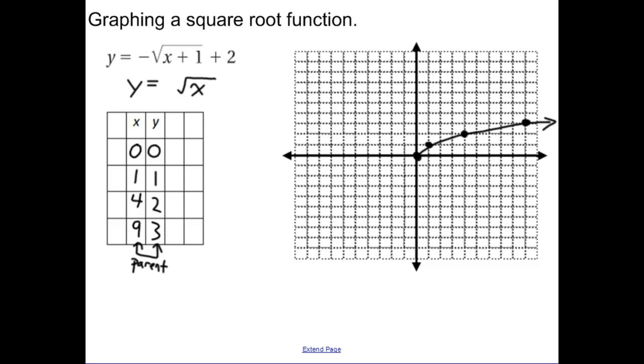Now let's take a look at our function that we were given to graph, y equals negative square root of x plus 1, all that plus 2. We've modified our parent function to form what we can call a child function, and we've done that by modifying what happens after we have our square root, and then we also modify what happens inside the square root. What happens outside of the square root is going to affect our y value, and what happens to the function inside the square root is going to affect our x value. So we'll start with outside the square root function.